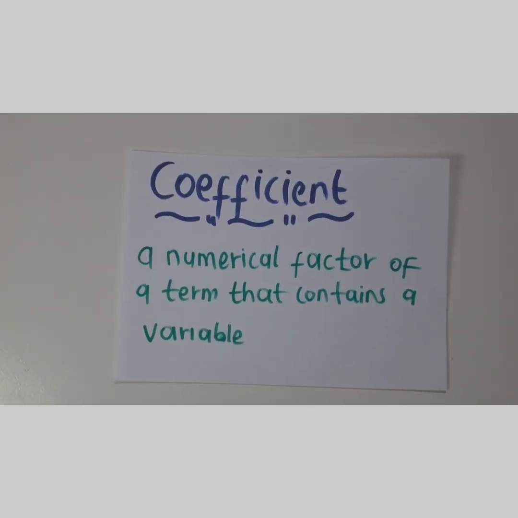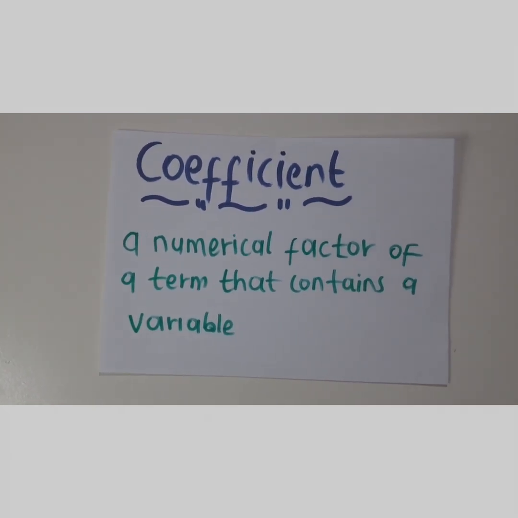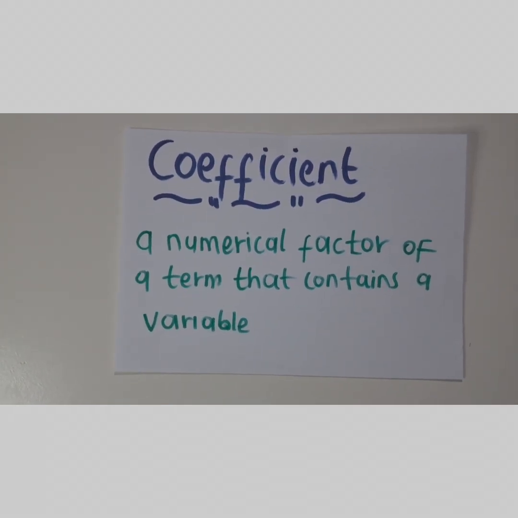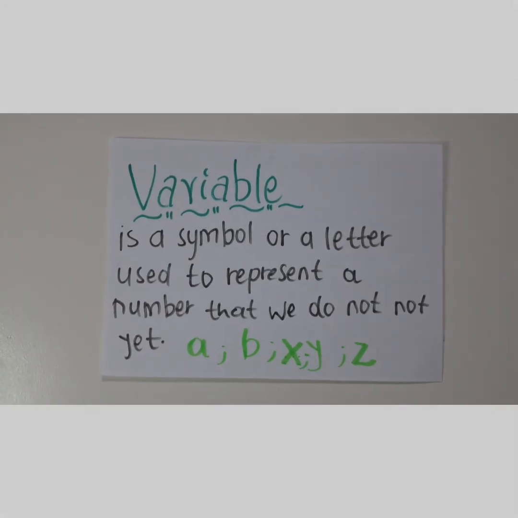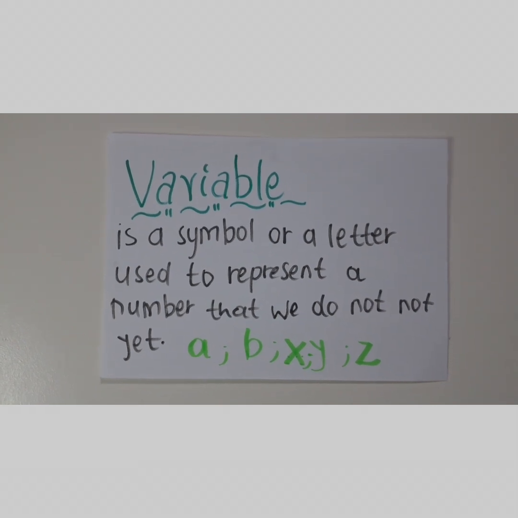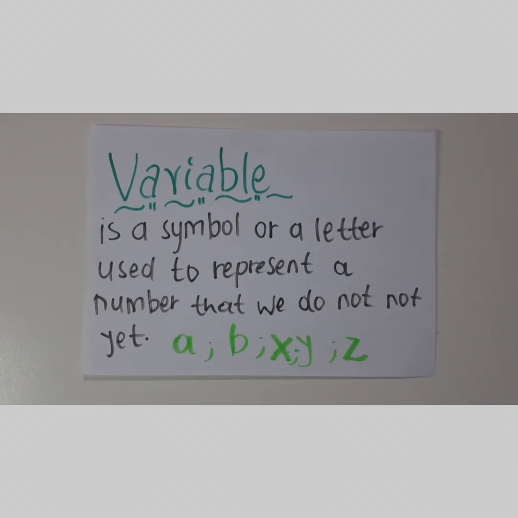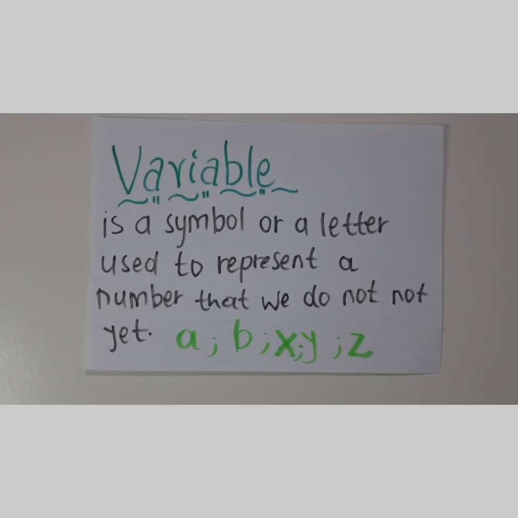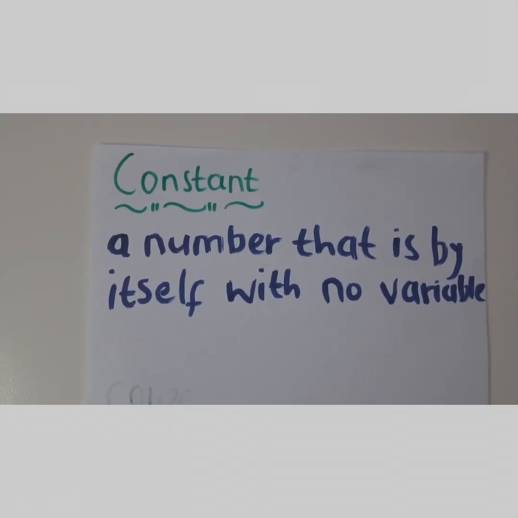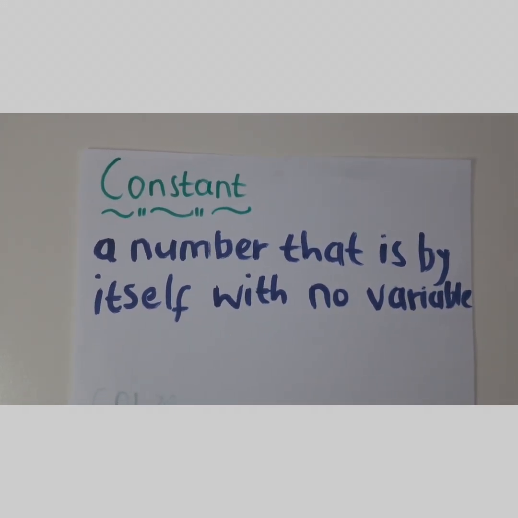Now we're moving forward into breaking down the expression and mentioning the key components that make up the expression. Firstly, we start with the coefficient, which is a numerical factor of a term that contains a variable. A variable can be explained as a symbol or a letter used to represent a number that we do not know yet, meaning the unknown. The letters can be A, B, X, Y, and Z, which are commonly used letters of the alphabet. The last part of the expression is a constant. A constant is a number that is by itself with no variable.